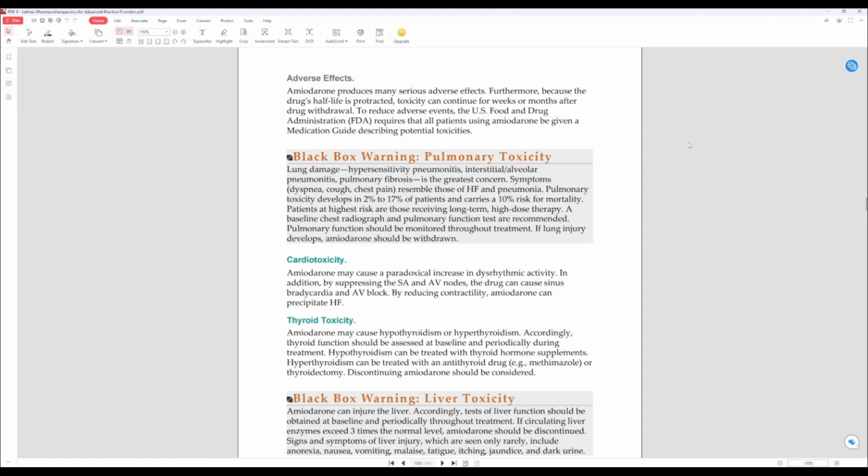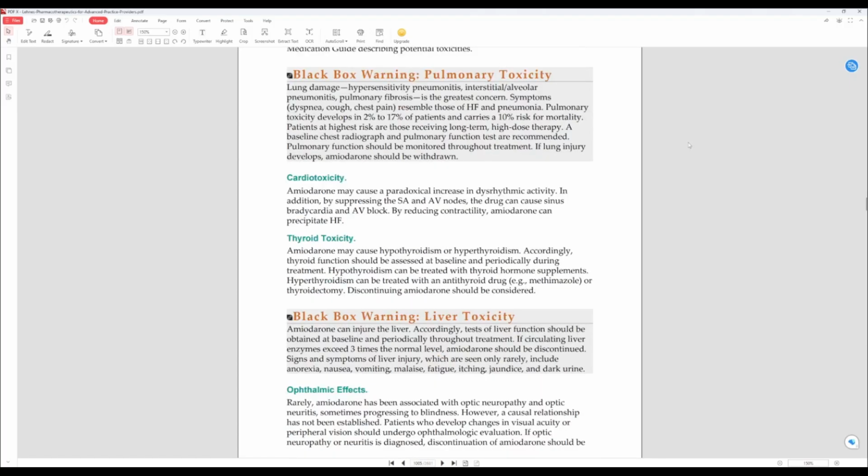Amiodarone may cause a paradoxical increase in dysrhythmic activity. In addition, by suppressing the SA and AV node, the drug can cause sinus bradycardia and AV block. By reducing contractility, amiodarone can precipitate heart failure.